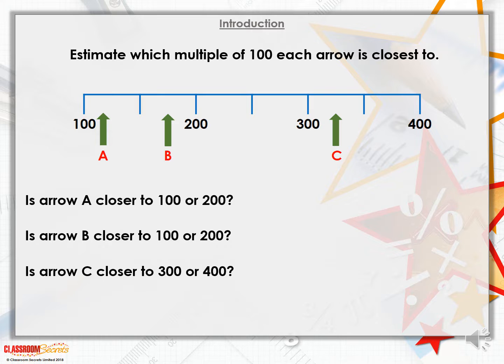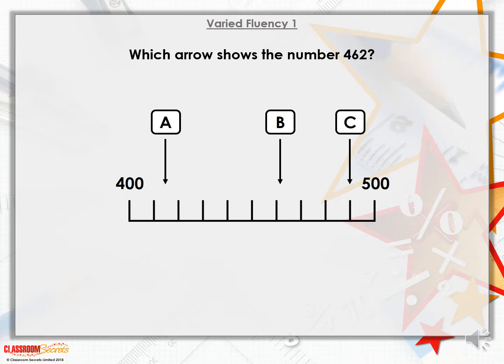And then is arrow B closer to 100 or 200? And is arrow C closer to 300 or 400? You can pause this video and have a little go at that. So we can see that arrow A is closer to 100, arrow B is closer to 200, and arrow C is closer to 300.